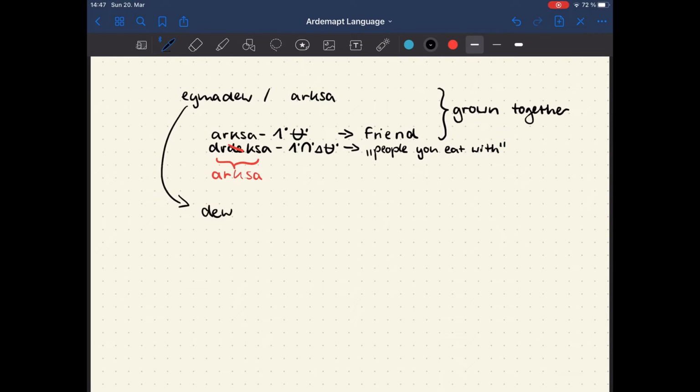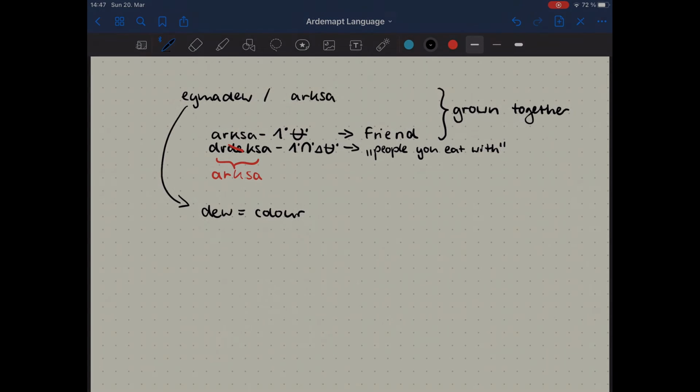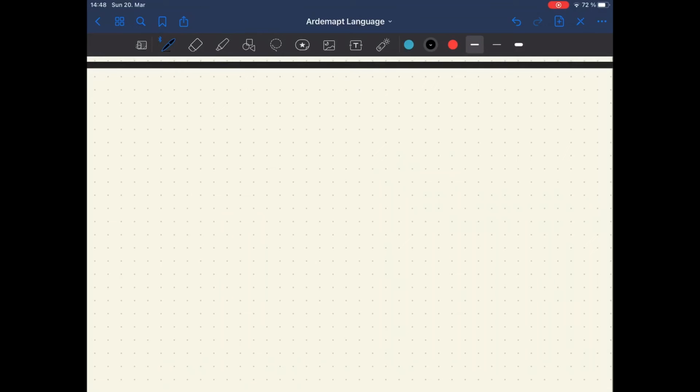Similar it is for eimadeu. Deu just means color, and ema is just what you essentially put in front of it to indicate it is the blue color. So technically the word means blue color, but deu in this case is essentially an indicator to show that we're talking about a color. So that's an important thing to note as well. Some Ardemapt words have grown together, but you'll find those in the normal vocabulary section. They're not really compounds.